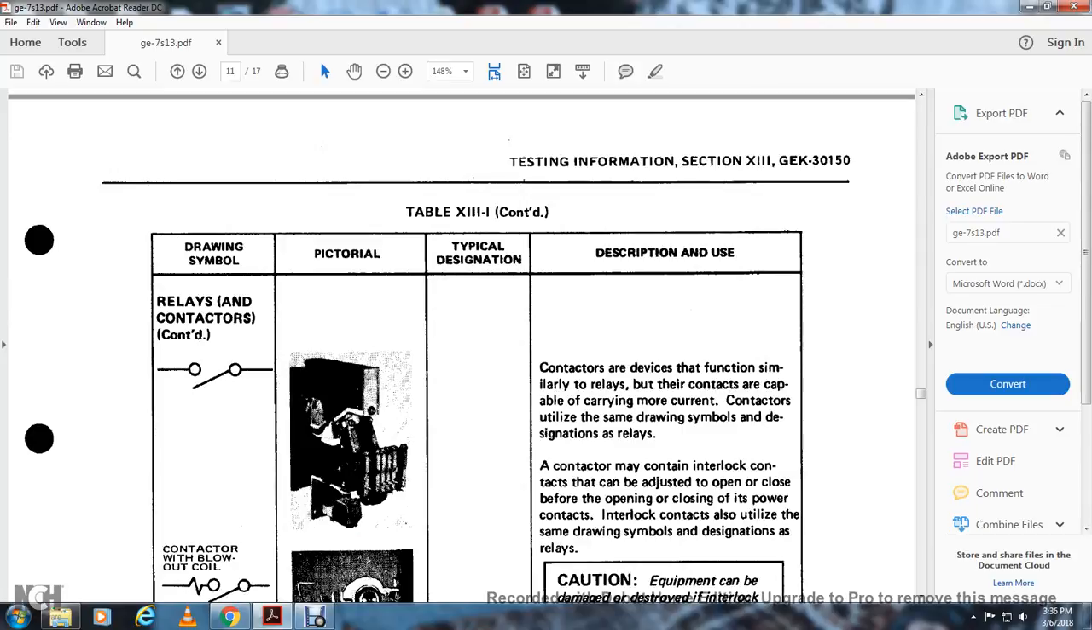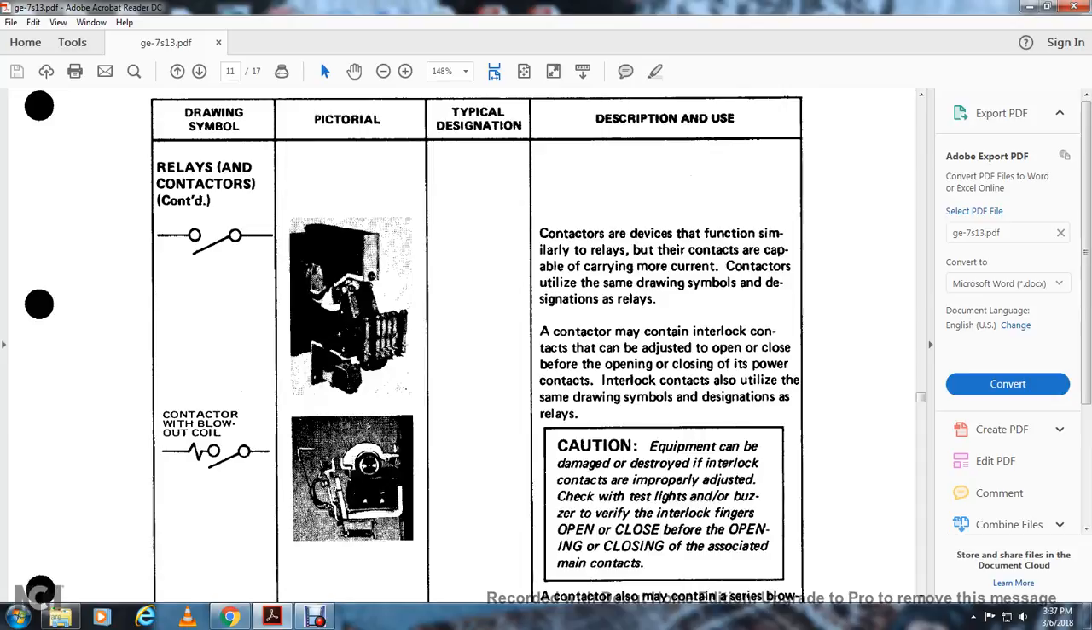Alright, you've got your simple relay with its door left open. A contactor is a device that functions similarly to a relay, with contacts capable of carrying more current. Contactors utilize the same drawing symbol and designation as relays. A contactor may contain interlocking contacts that can be adjusted to open and close before the opening and closing of the power contacts. Interlocking contacts also utilize the same drawing symbol and designation as relays.